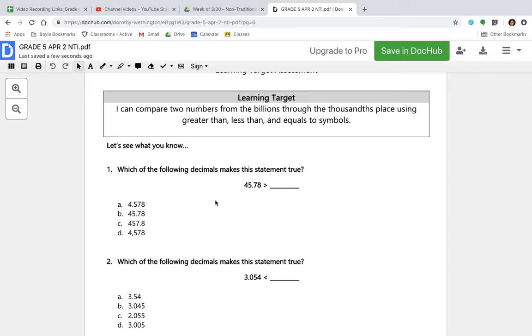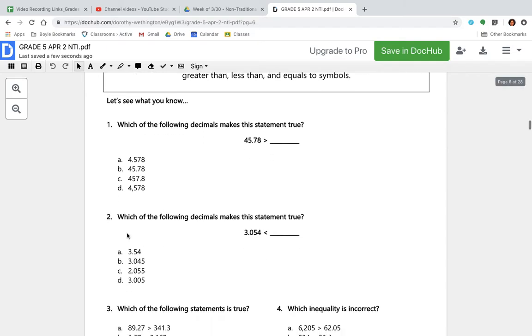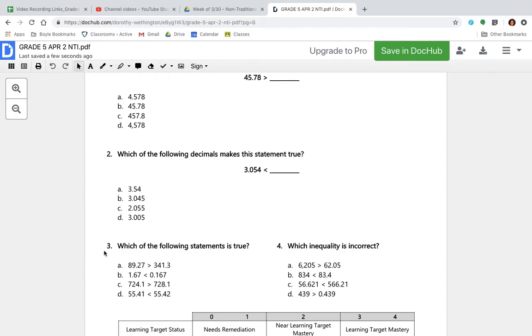Is 45.78 greater than A. 4.578, B. 45.78, C. 457.8, or D. 4,578? Number 2. Which of the following decimals makes this statement true? Number 3. Which of the following statements is true? Number 4. Which inequality is incorrect?